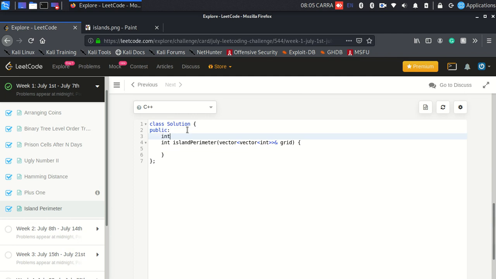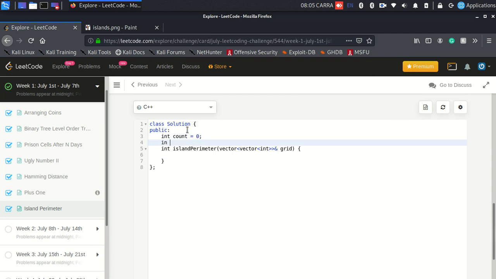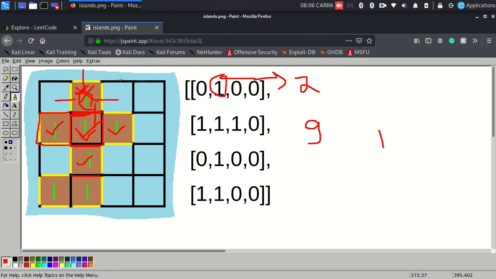I'll declare 2 variables. Int count, which will keep the count of ones, and int edges, which will keep track of the number of common edges. Then I'll go ahead with for int i equals 0, i less than grid dot size. What I'm searching for is the first 1, because I need to start traversing the island from a 1. I cannot traverse the island from a 0. That's why I'm searching for 1.